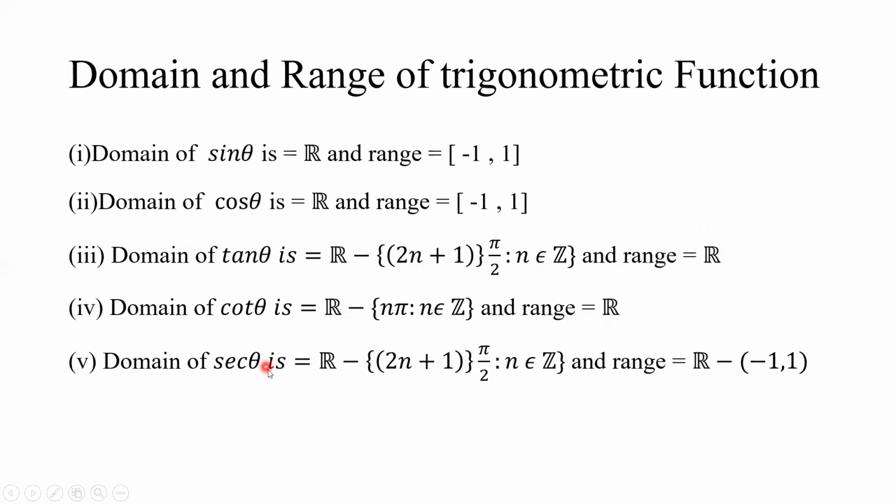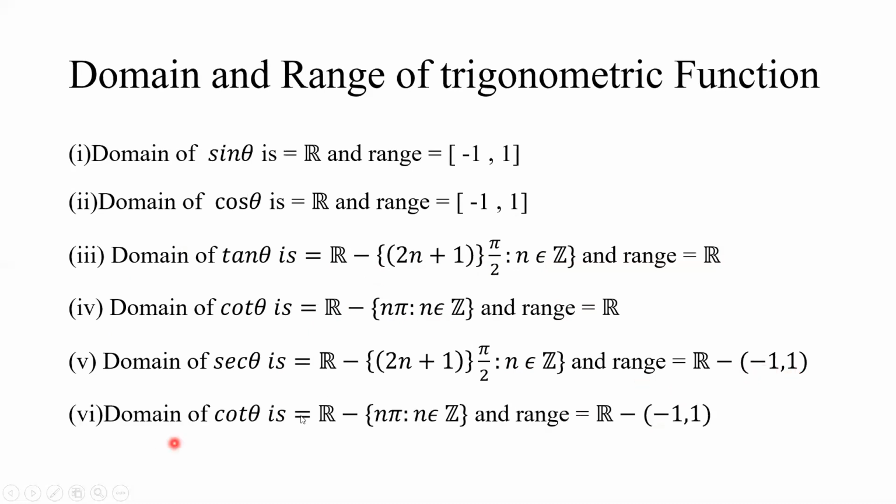Domain of sec theta, this is as like tan theta, and range is R minus open interval -1 to 1. Also, domain of cosec theta is similar, and range is R minus open interval -1 to 1.